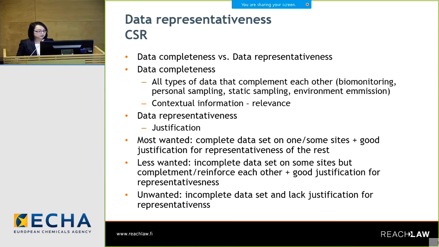There are 2 conditions. One is that they have to have really good justification why they are representative for all the members in the group. Second, they have to be on the same risk level, which at least gives you an indication that this is probably right. And what you don't want is that you don't have a complete data set on any of the sites or together, and then you don't have a good justification for representativeness.